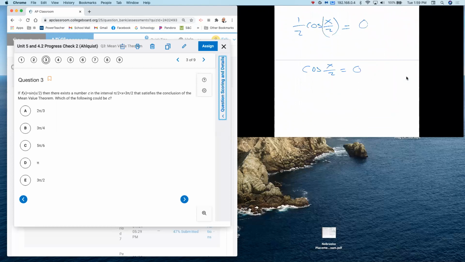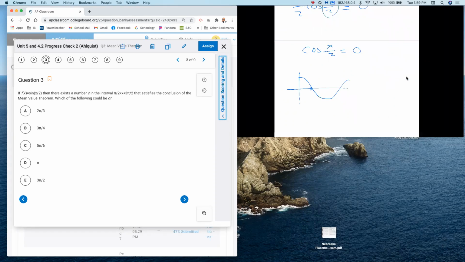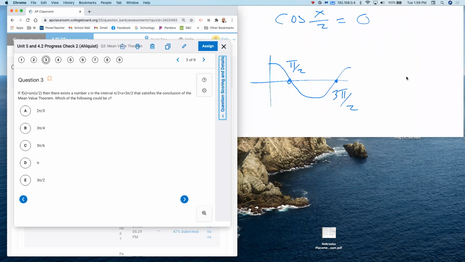I know that the cosine graph is equal to 0 right here at pi over 2, and right here at 3 pi over 2. Hopefully that makes sense to you. I'll just call this the cosine of u so you don't get confused. So the cosine of pi over 2 equals 0, and the cosine of 3 pi over 2 also equals 0.